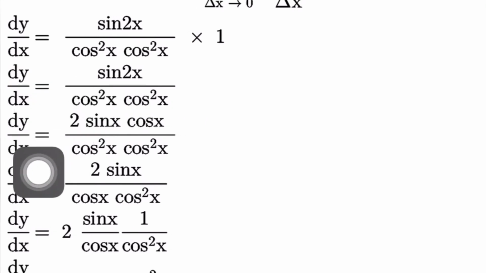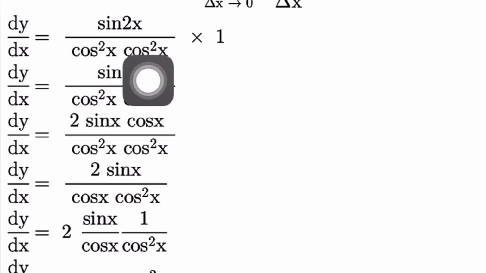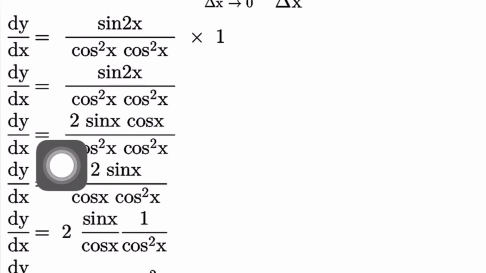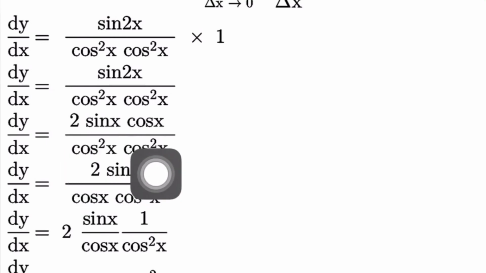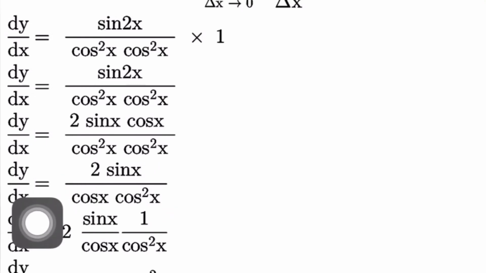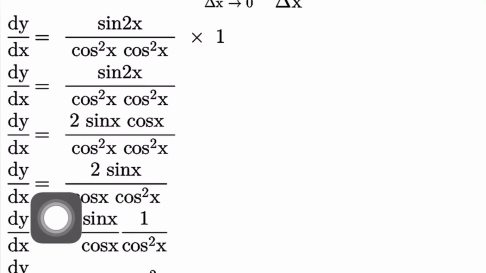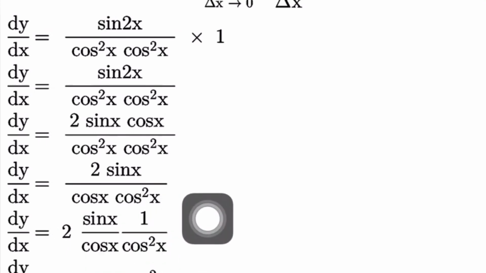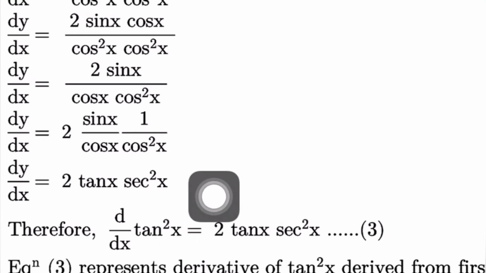Now here we have to use some standard relations. dy by dx is equal to sin 2x, which means 2 sin x cos x, and there is cos square x. One of the cos x factors cancels out with the cos square x, and so we are left with dy by dx equal to 2 times sin x divided by cos x cos square x, and 2 times sin x divided by cos x gives you 2 times tan x, and 1 by cos square x means this is sec square x.